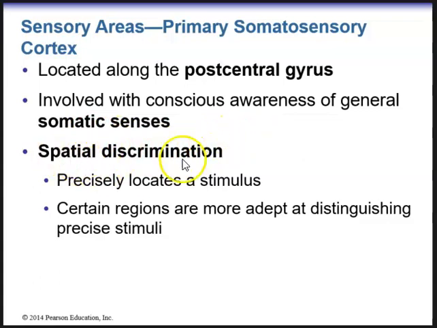This gyrus is involved with the conscious awareness of general somatic senses. For example, spatial discrimination. We can precisely locate a stimulus. If I place my finger on a tack, or if I place my finger on something hot, I know exactly where this stimulus is. And then certain regions are more adept at distinguishing precise stimuli.